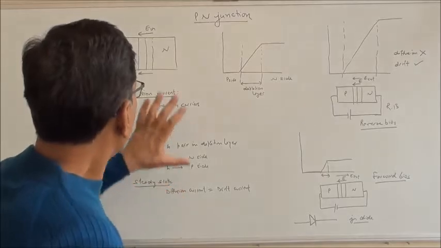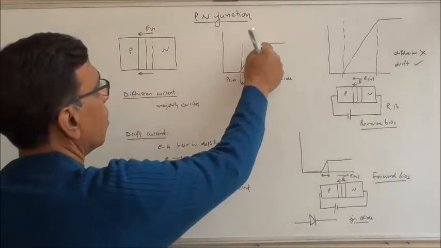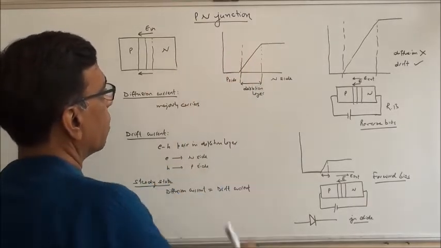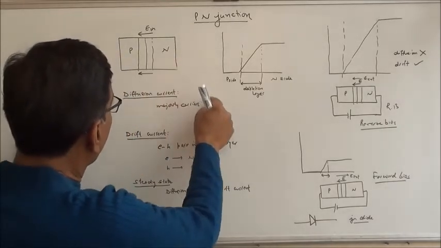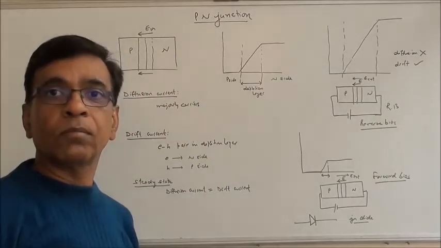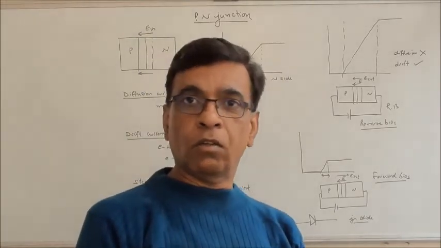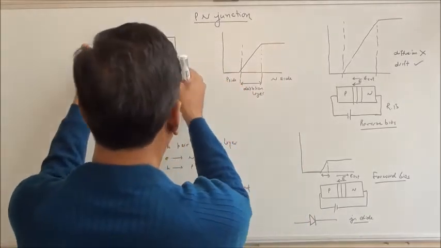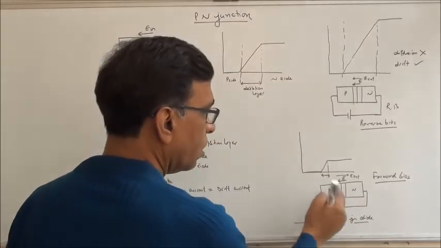So this is potential versus distance. On the N side, the potential is higher, on the P side it is lower. This is the depletion layer. Now what happens if we connect a voltage source? That is called biasing. Biasing means connecting a battery across a PN junction. There are two ways: either this is connected to negative and this to positive, or just the opposite.